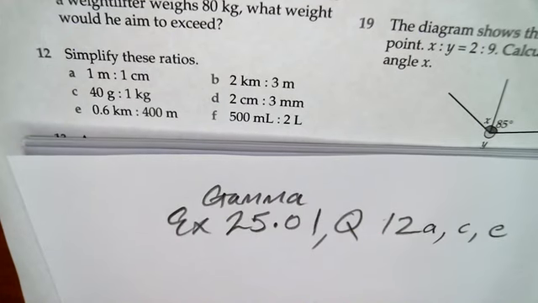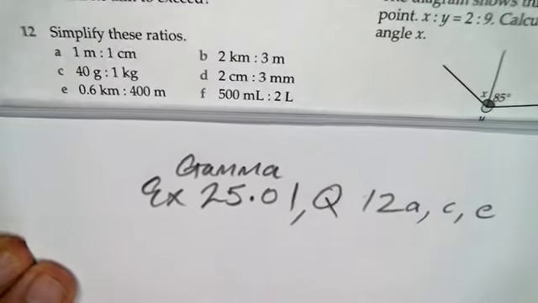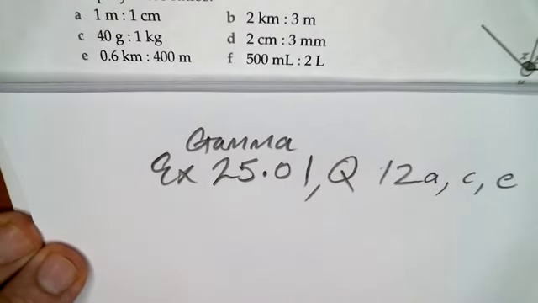All right, let's have a look at Gamma exercise 2501. We're going to do question 12, A, C, and E, and we're simplifying these ratios. I'm going to do just A, C, and E, and set you loose to have a shot at B and D and F on your own. But let's have a go at doing these first. Any problems, let me know, and I'm happy to help.